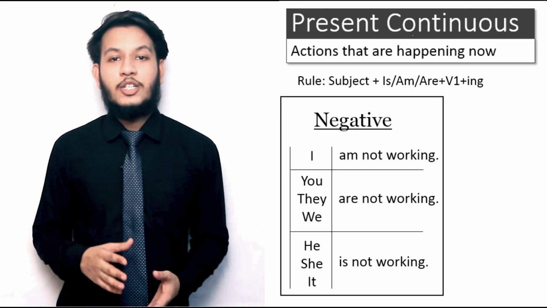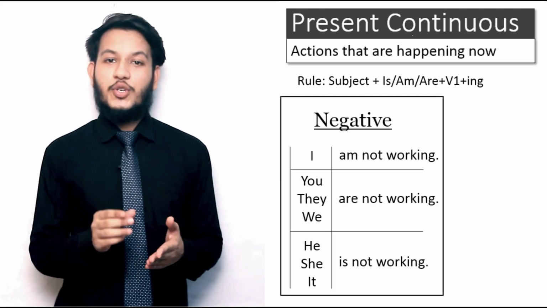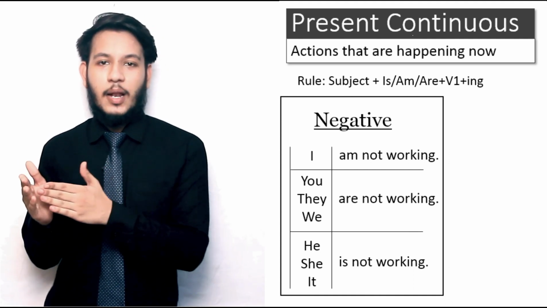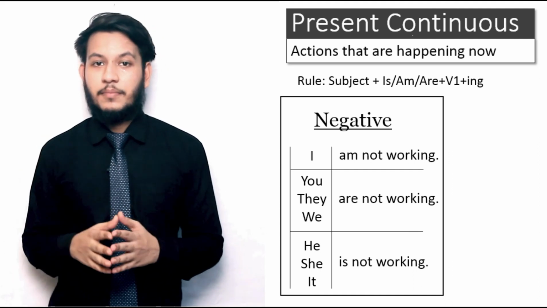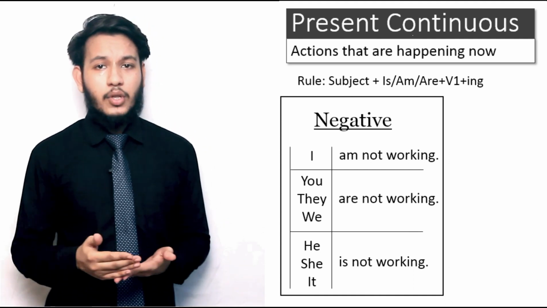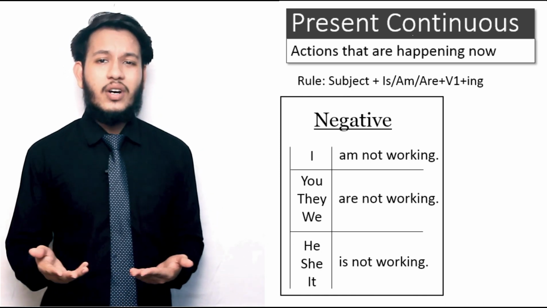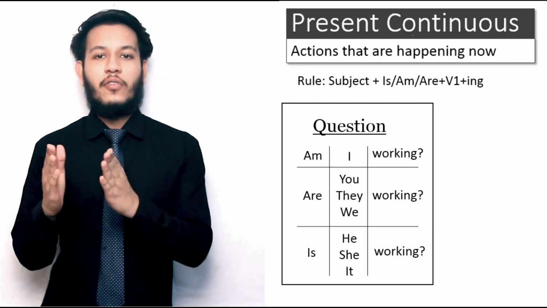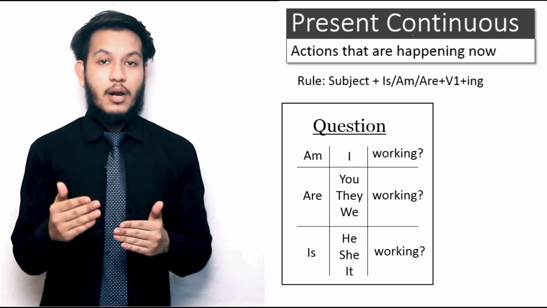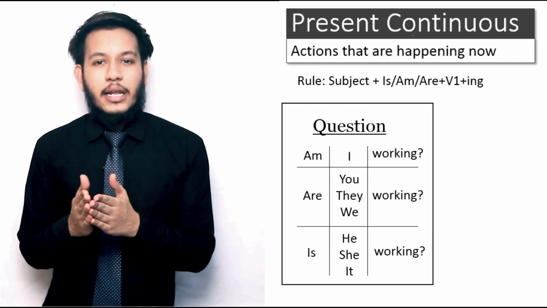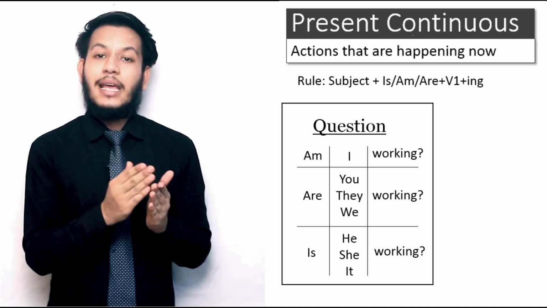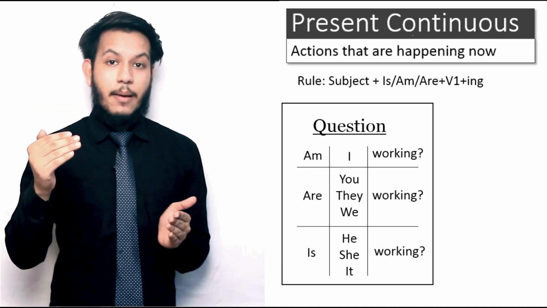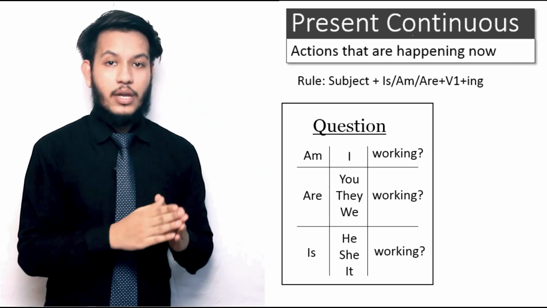To frame negative sentences you need to use not after the first helping verb, and those are is, am, are, and they will be like I am not working, you are not working, and so on. And to frame questions you need to bring your first helping verb outside. is, am, are, outside. क्वेश्चन बनाने के लिए आप लोगों को सब्जेक्ट से पहले अपनी हेल्पिंग वर्ब्स को लाकर रखना होगा. is, am, are यानी सब्जेक्ट से पहले यूज होंगे.